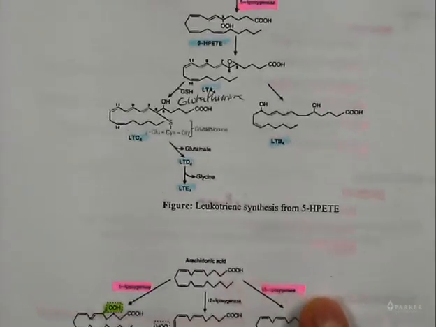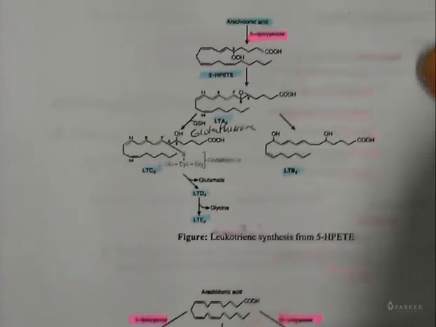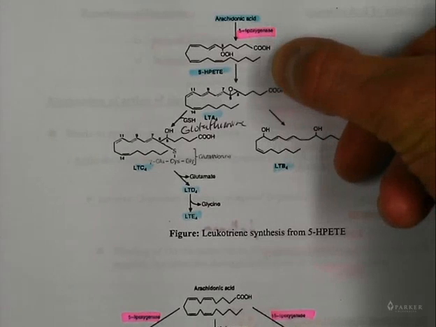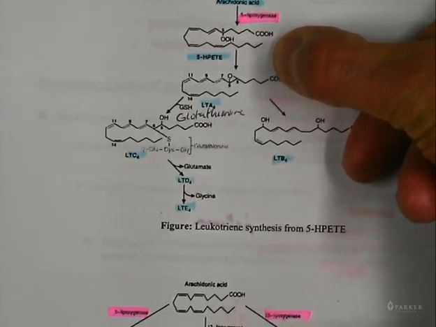So looking on page number 63, you can see arachidonic acid up here going through 5-lipoxygenase, produces a 5-HPETE.